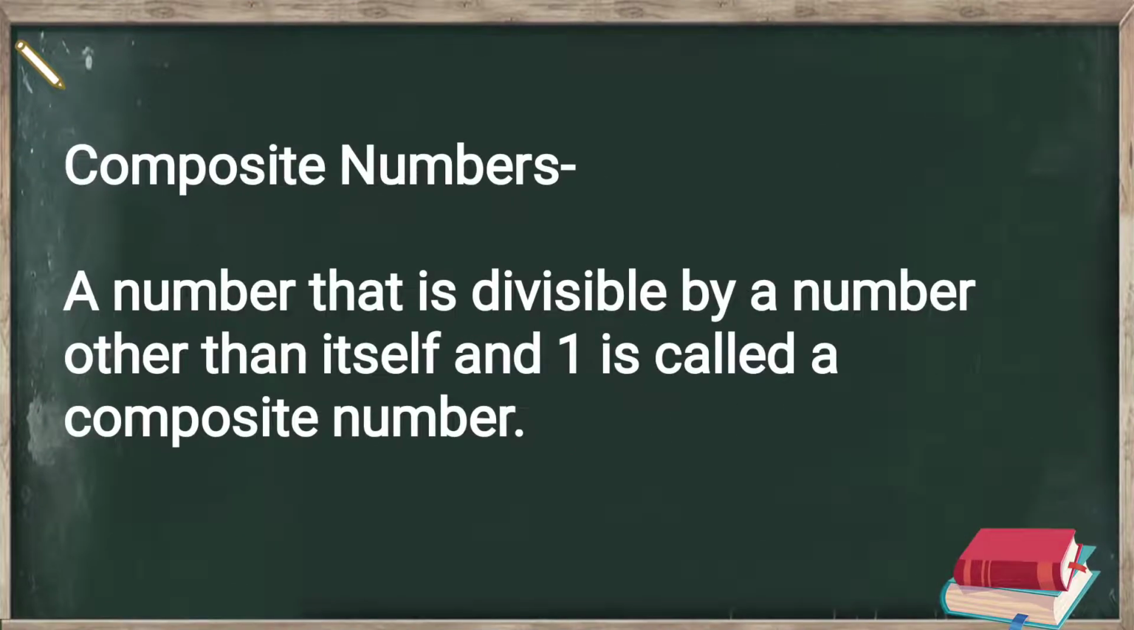Now, when we talk about composite numbers, what are composite numbers? A number that is divisible by a number other than itself and 1 is called a composite number. Composite numbers are the numbers which are divisible by other numbers, like 4, 6, 8, they are divided by numbers other than themselves and 1. So, those are called composite numbers.